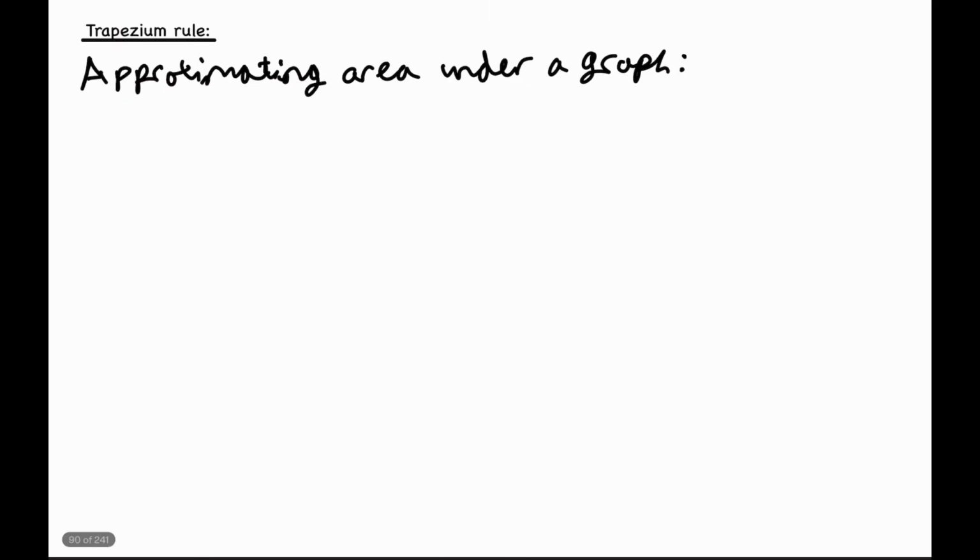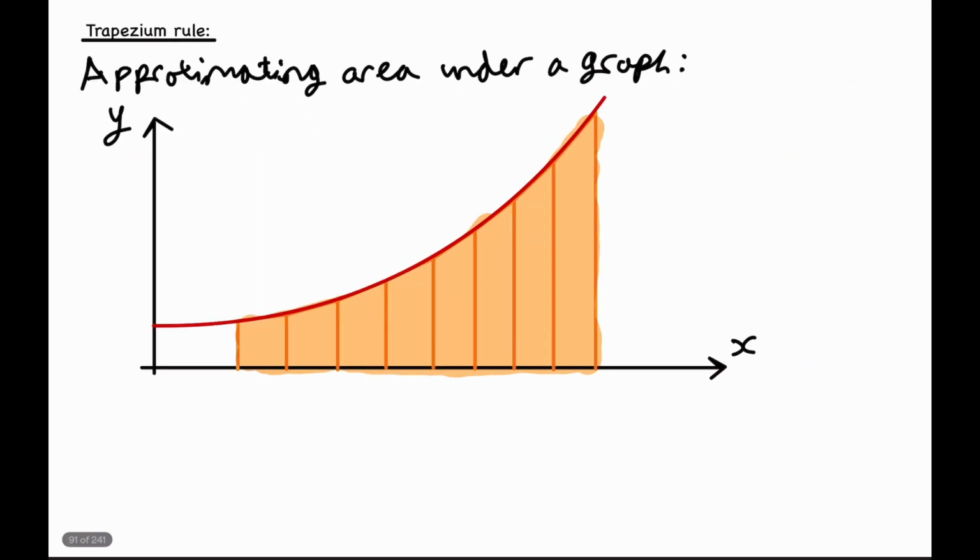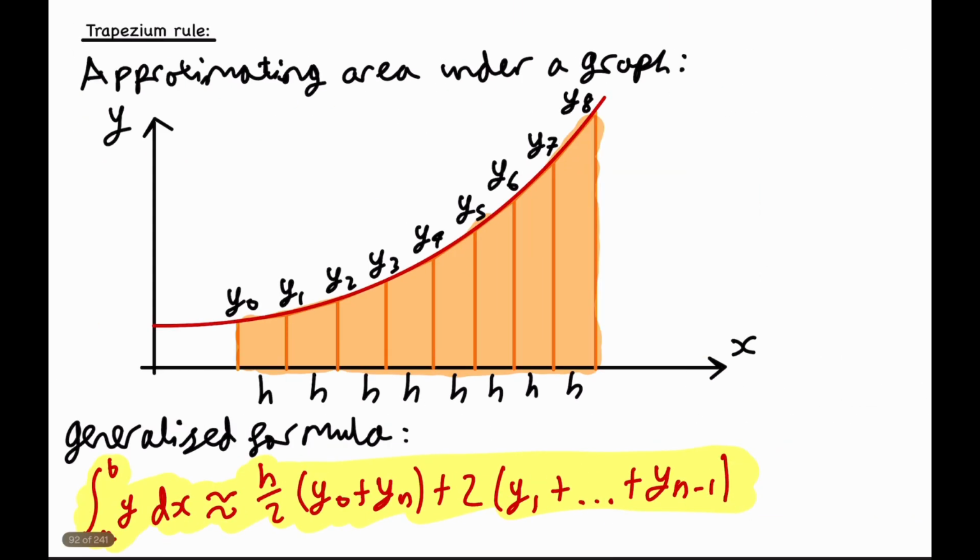And trapezium rule is used to approximate the area under a graph. Say you have a graph something like this. Instead of finding the area using integration, they might ask you to approximate the area using this trapezium rule. What it is basically, we'll talk about this after, is splitting up the area under the graph into trapeziums of equal height, finding the area of each one and then adding them all up together.